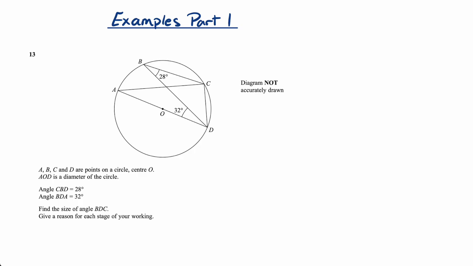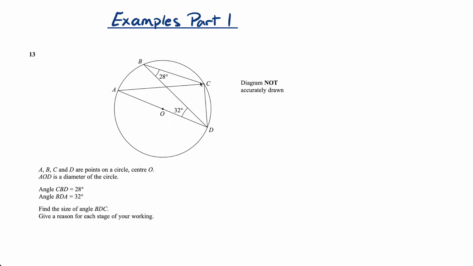Hi guys, okay, this is the first of my 3 examples lessons. These are all past paper questions, and I'm going to go through how I want you to deal with these or think about them. Given all this information, written here as well, it says find the angle of BDC, right?